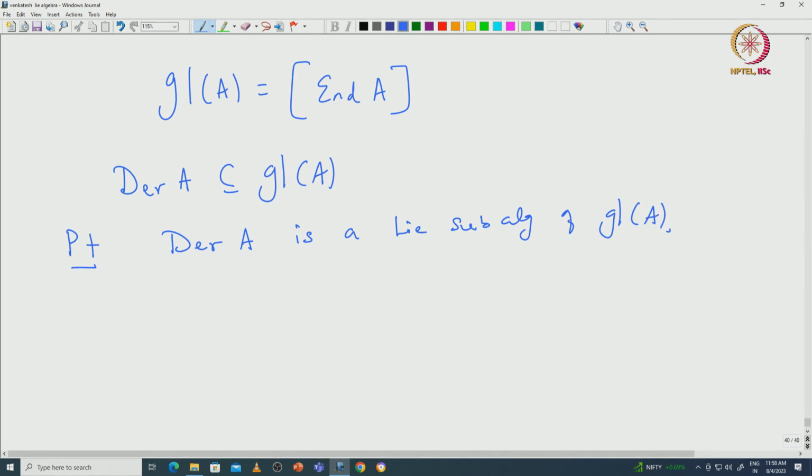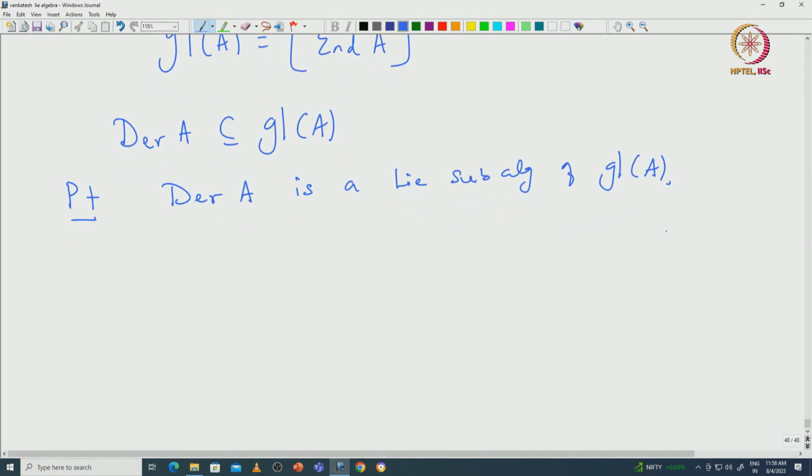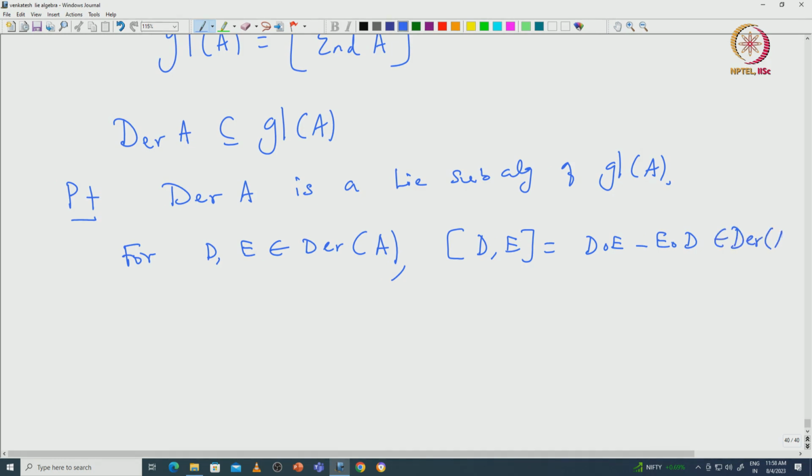This is a plain computation, so let me do it for you. Here I will not check that Der A is a vector subspace of GL of A. I will only check that whenever you take two elements D, E inside Der A, then the bracket defined in GL A, which is the commutator bracket, D composition E minus E composition D, should again be a derivation. That is the thing we need to prove. So, let us try to verify it.